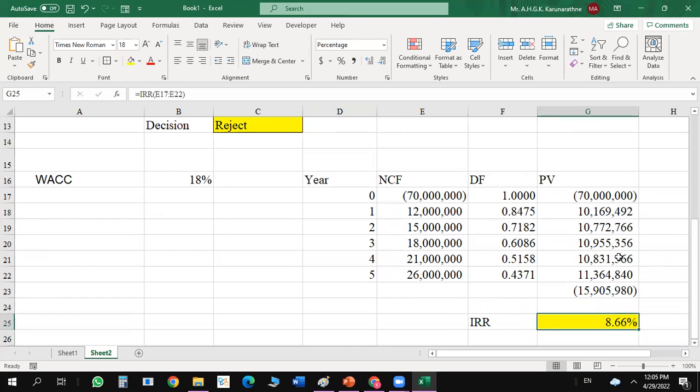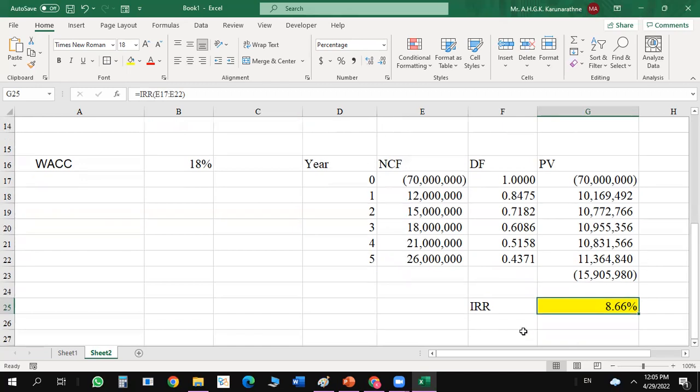It means, if you accept the project, so according to IRR, what is the decision rule? What is the decision rule according to IRR? You already know it from NPV. So what is the decision rule?